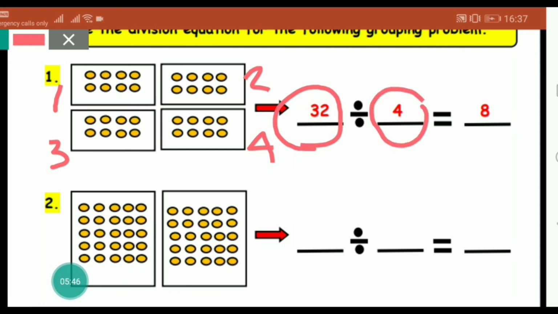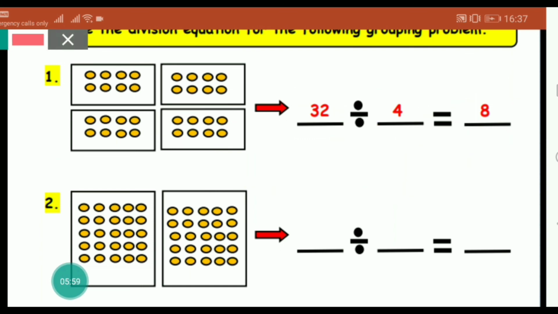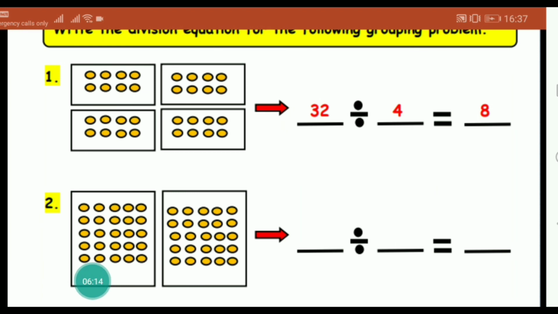And in one group, how many circles? So we have 1, 2, 3, 4, 5, 6, 7, 8. This is a total of 8. That is why our answer is 8. And then, if you want to check if your answers are correct, let's multiply 8 times 4 is equal to 32. Okay. Try to answer number 2.